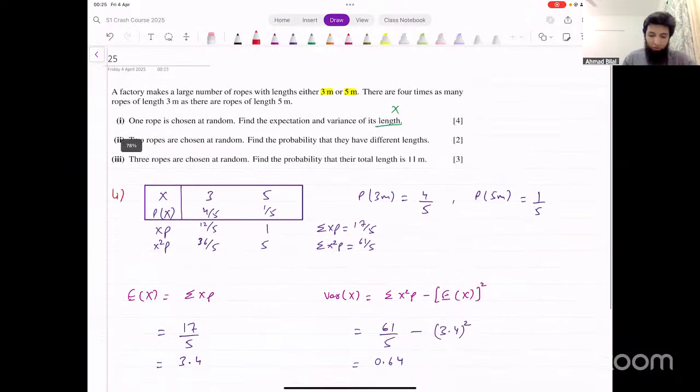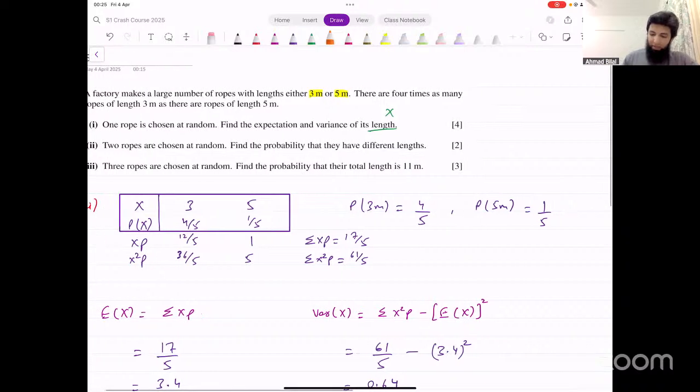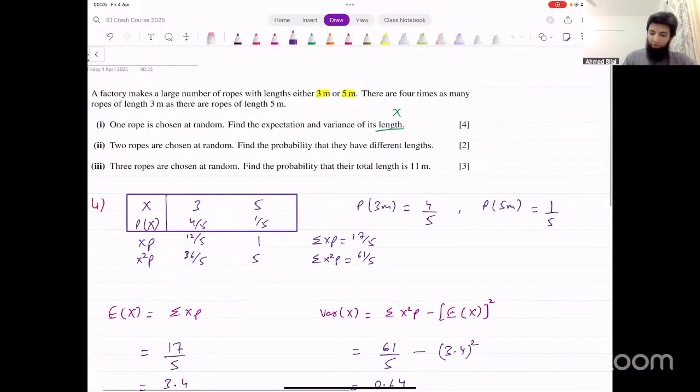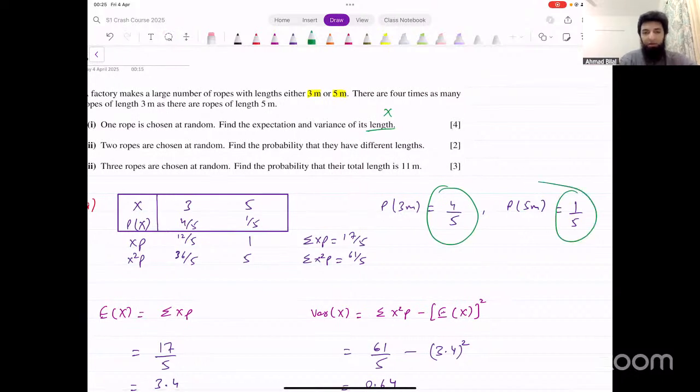Part 2 says 2 ropes are chosen at random. Find the probability that they have different lengths. Okay, now how do we do that? Now we're choosing 2 ropes at random. Here we would need that idea that the first time you take out a rope, the probability of the rope being a 3 meter rope is 4/5, and the probability of it being a 5 meter rope is 1/5. What about the second time you take out a rope? What would the probability be in that case?